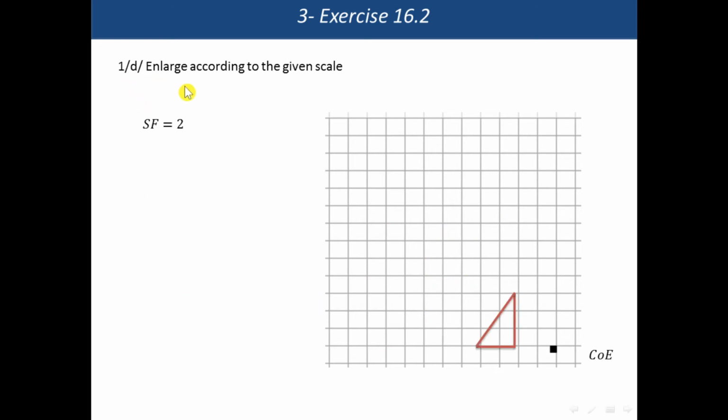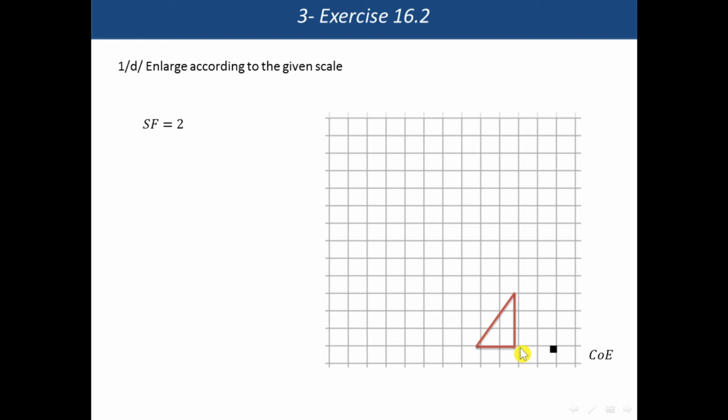Now D, enlarge according to the given scale. Now I have again a scale of 2 and I have the center of enlargement here and I have a triangle, okay? I take this point. As I told you before, the important thing is where I start to make my image enlargement. This is the most important thing. If you start wrong with this one, everything will be wrong. So I take a point here, this one, this point, and this point. How far is it from center of enlargement? How far? 2 squares. Okay.